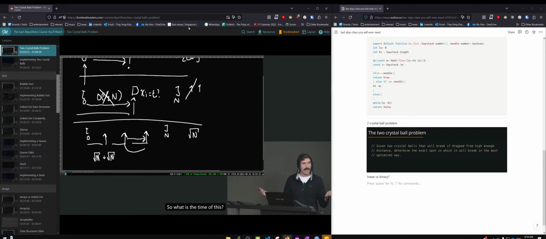So what is the time of this? Square root of n. Look how fantastic that is. We actually did it. Now, you don't have to write it like this, because of course you can rewrite that as 2 square root of n, and so what do you do? You drop the 2. So pop, pop, pop, pop.